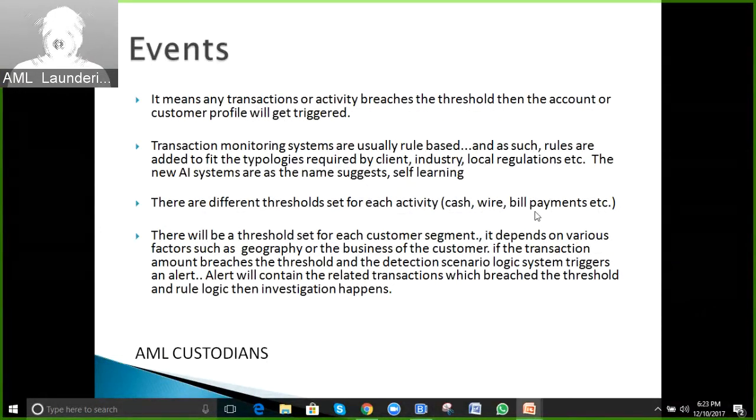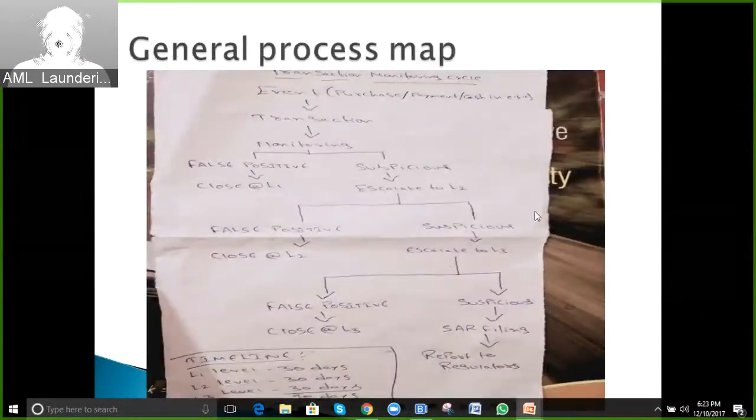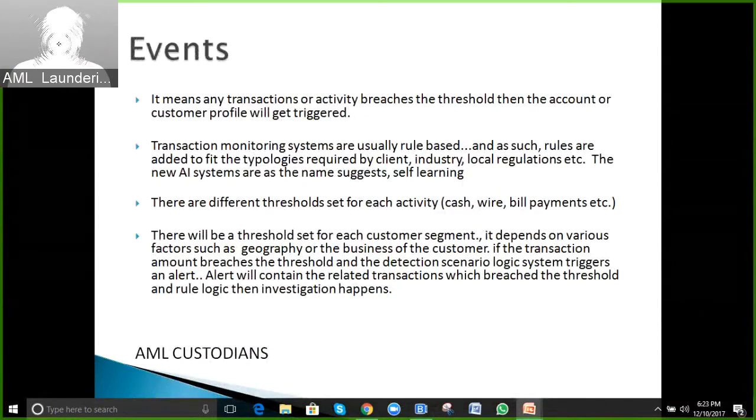So as we have seen, it starts from the event or transaction when it triggers. How it triggers and what will happen, we will go through slide by slide. It means any transaction or activity that breaches the threshold, then the account or customer profile will get triggered, or a transaction will trigger.